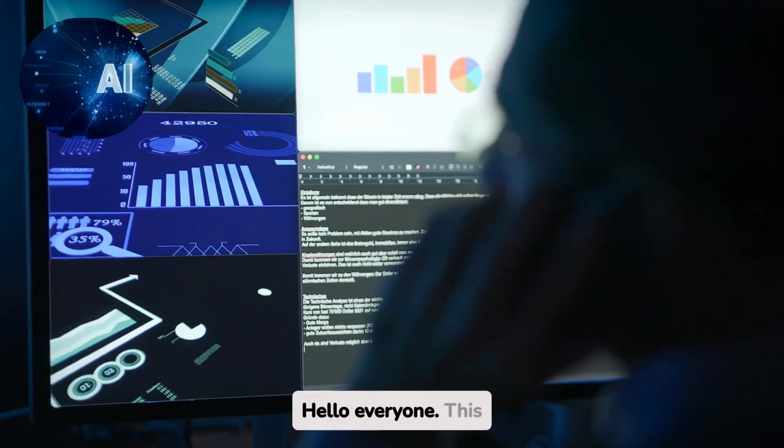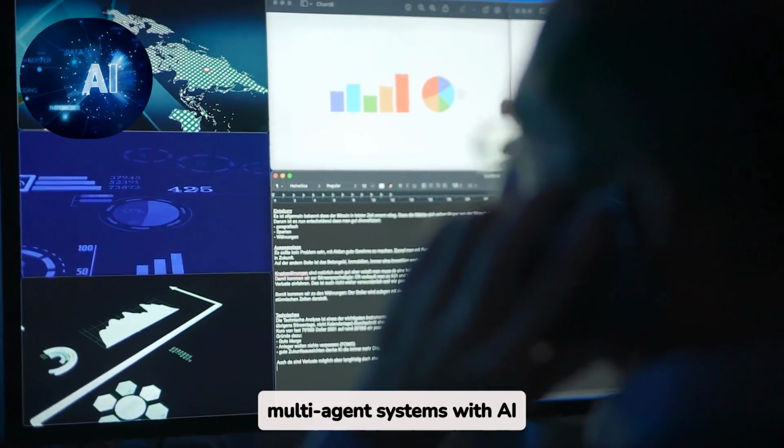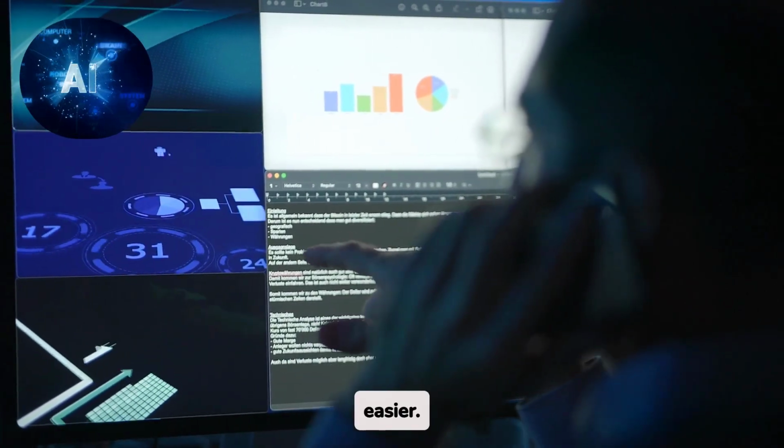Hello everyone! This will be our sixth video on how to integrate multi-agent systems with AI for process and efficiency analysts to make their jobs easier.